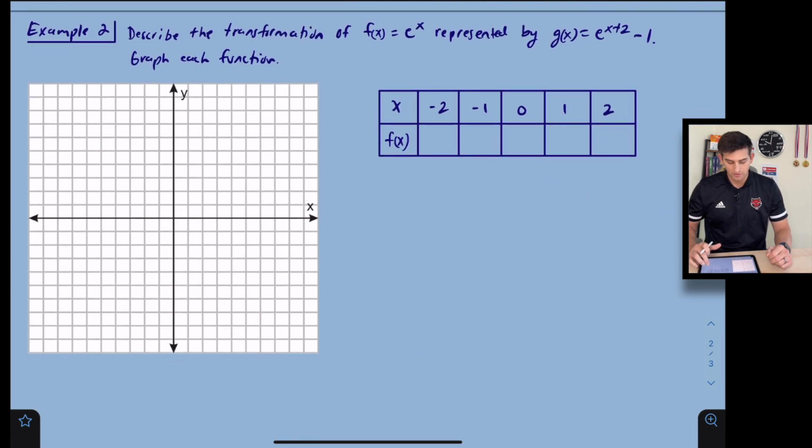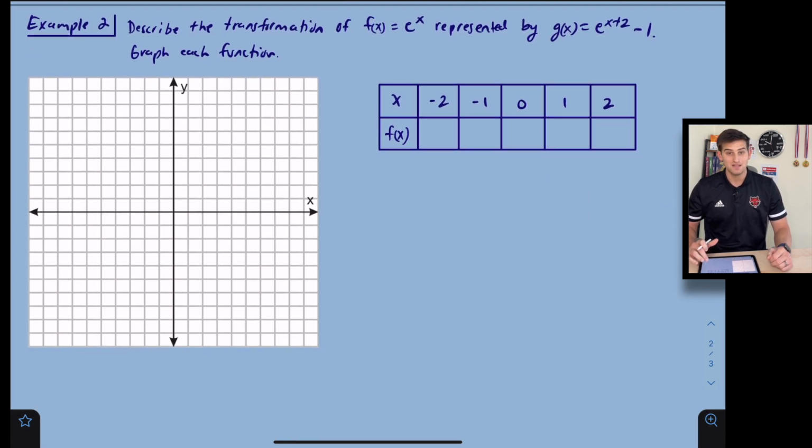Example number 2, we throw in our natural base e here. So we need to remember that natural base e is pretty much like 2.72. Or for this video, we're just going to round to the nearest 10th, 2.7, to graph this one. Okay? So describe the transformation of f of x equals e to the x, represented by g of x equals e to the x plus 2 minus 1, and graph each function.